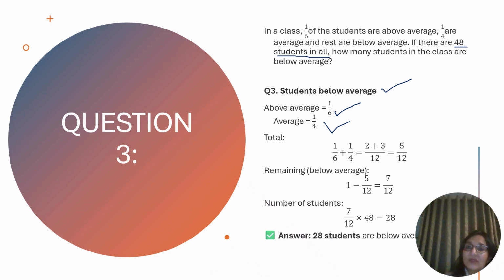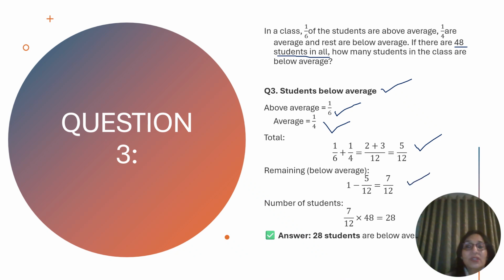So for 1/6 of the students and 1/4, we add 1 upon 6 plus 1 upon 4, which will give you 5 upon 12. Now, how do we calculate the remaining? We calculate it by 1 minus 5 upon 12. Students, here you need to remember, when we take the whole total number, we need to subtract from the number 1. That is, the total number is 1, and we are going to subtract 5 upon 12. Once you calculate this, you will get 7 upon 12.